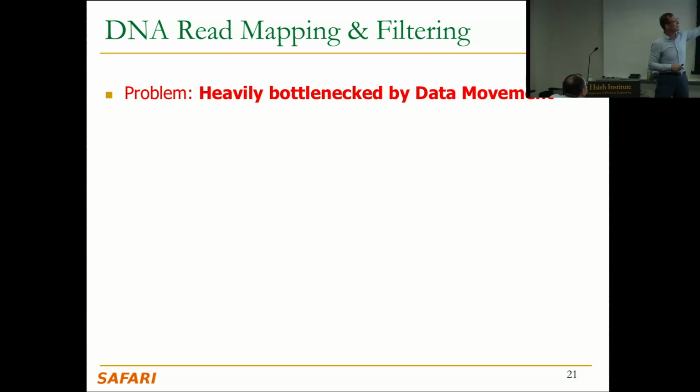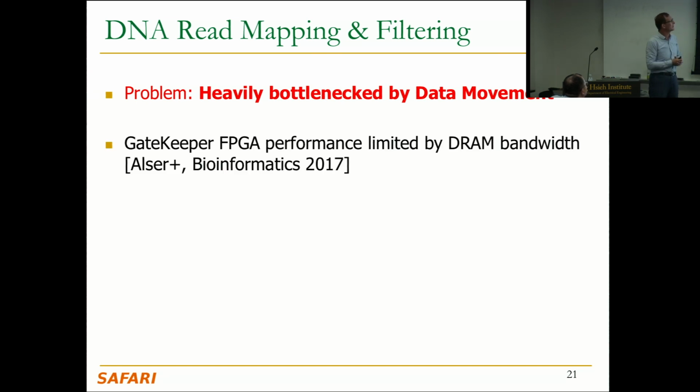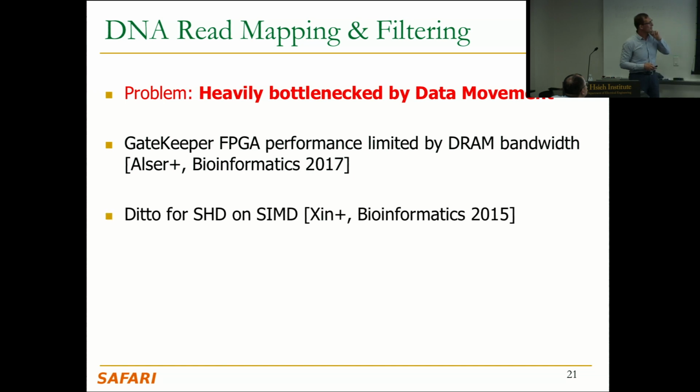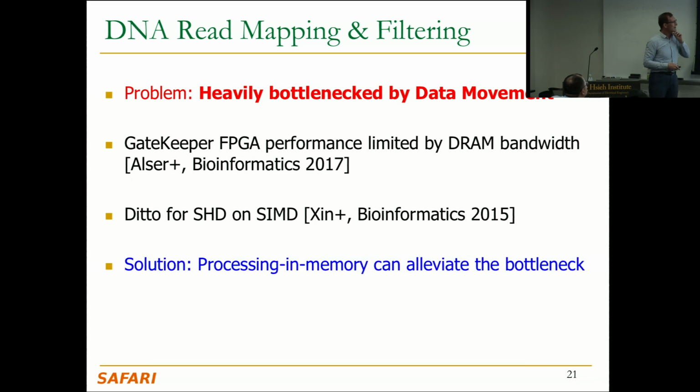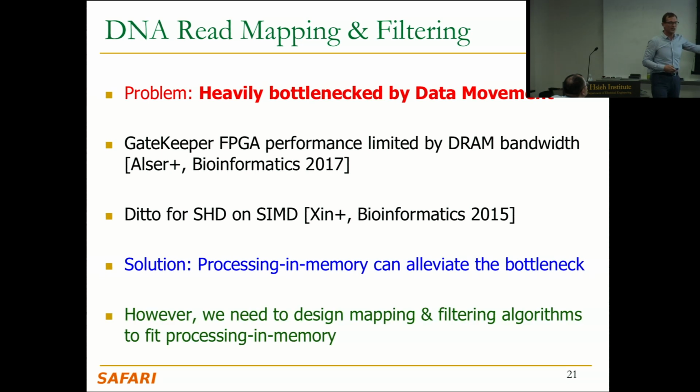Basically, you're heavily bottlenecked by data movement in all of these approaches, especially when you optimize the software. So GateKeeper FPGA performance is very much limited by the DRAM bandwidth. That's true for this shifted Hamming distance approach on SIMD architectures. The solution that we're following right now is processing in memory, and it could alleviate this bottleneck. However, of course, we need to design the mapping and filtering algorithms to fit processing in memory.